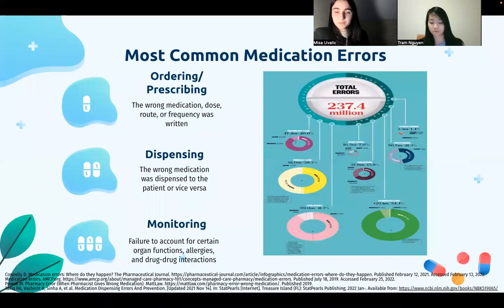Some of the most common medication errors include errors with ordering and prescribing, such as ordering the wrong medication, the wrong dose, or the wrong frequency. Another frequent error occurs when the medication is being dispensed because many medications have been given to the wrong patient. Medication errors also occur with a lack of monitoring because allergies, drug-to-drug interactions, and lack of organ function may not be taken into consideration when a medication is being prescribed or dispensed.